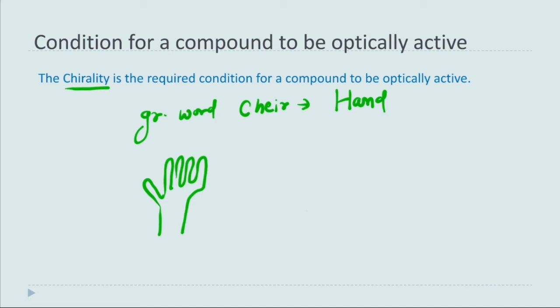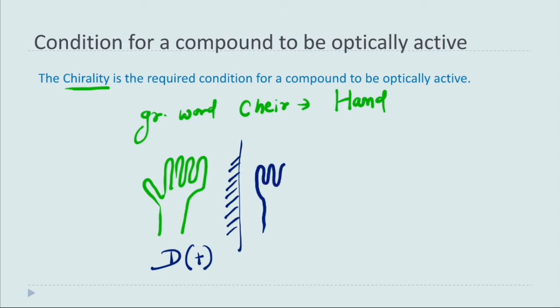Now suppose this is the D form, means dextrorotatory form, which is also represented by plus, then we will get a mirror image of this. So the mirror image of this hand will be formed like this. So its mirror image will be the levorotatory or L form. Actually it is represented by small d and small l, or plus or minus. These are the representations for dextro and levo forms.